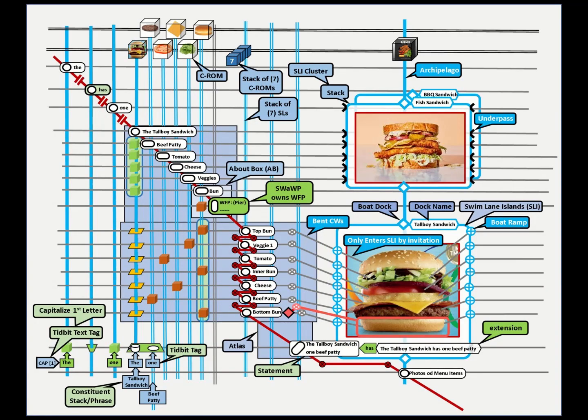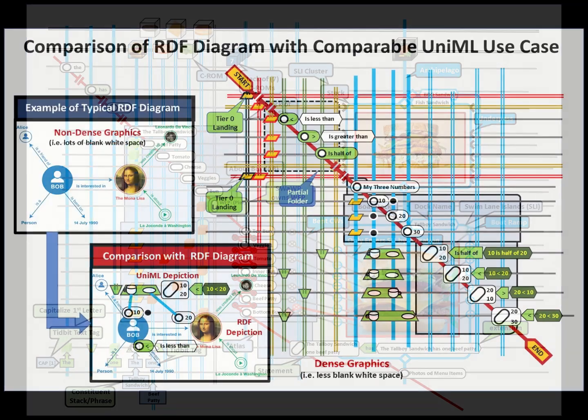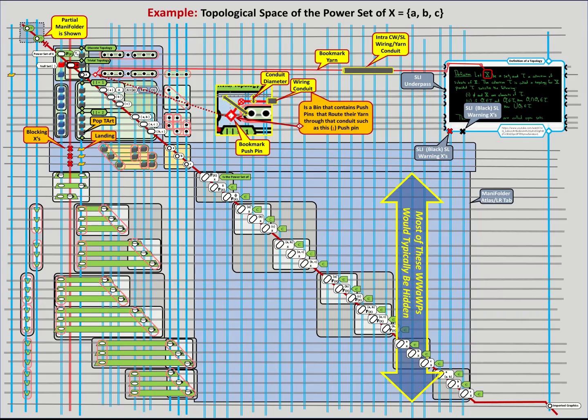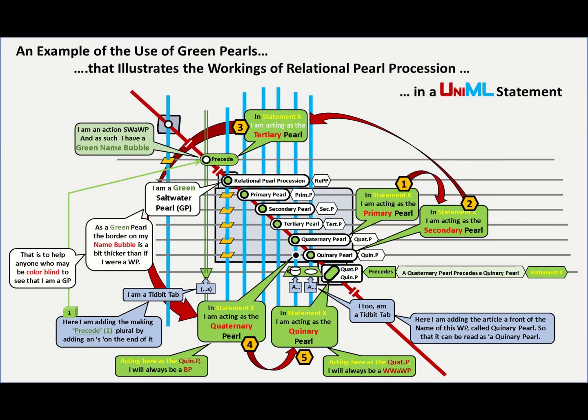Here, modeling several sandwiches. Here, it models the difference between how UniML depicts relationships versus RDF, another way of constructing ontology models. Here, UniML is used to model the topological space of the power set of X equals {A, B, C}. Here, UniML is modeling aspects of itself.